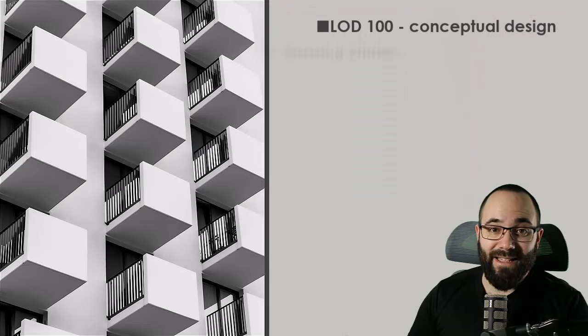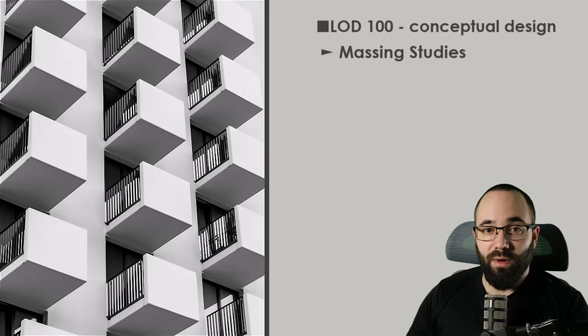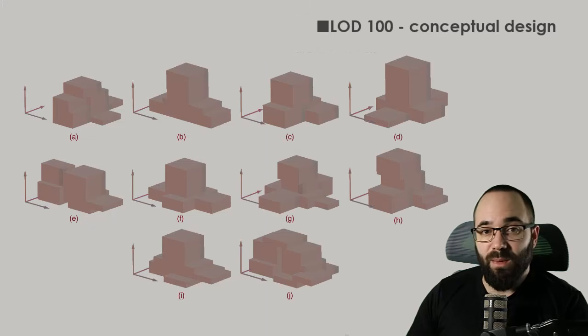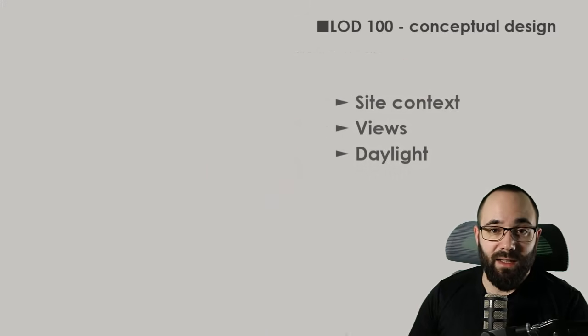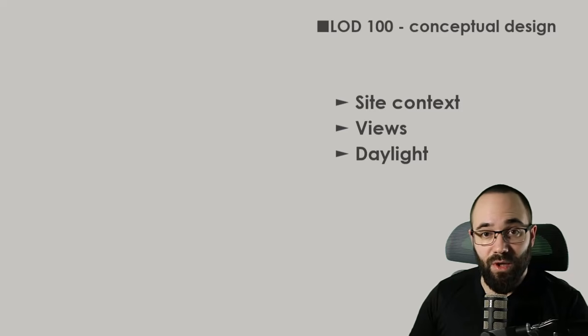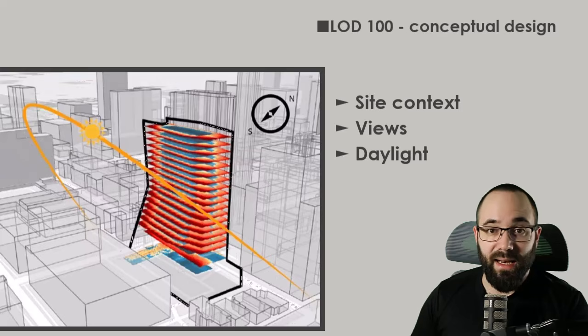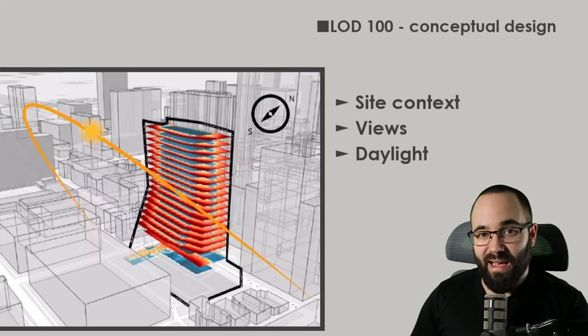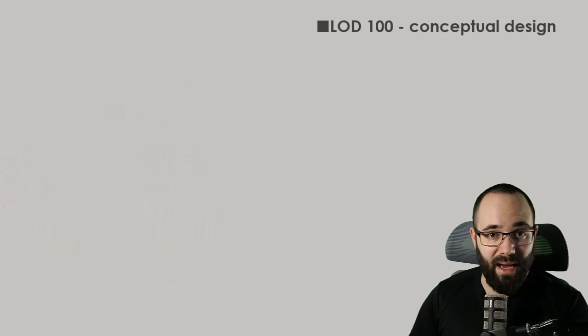Then we have the massing studies. Massing studies explore the overall volume and shape of the building. They consider factors like site context, views, and daylight. Massing studies help architects understand how the building fits into its surroundings. They inform decisions about orientation, setbacks, and visual impact.